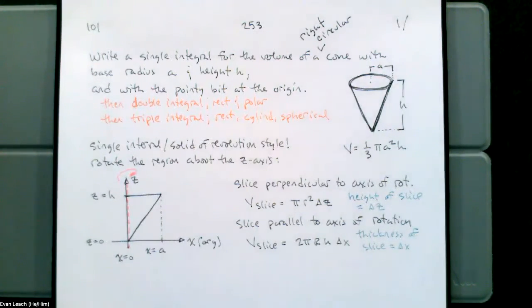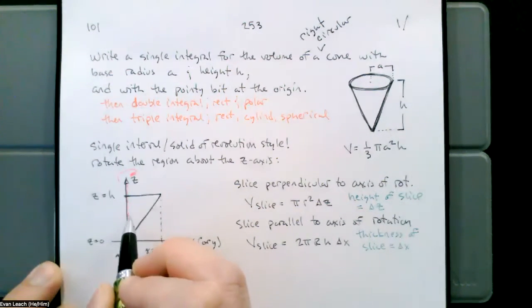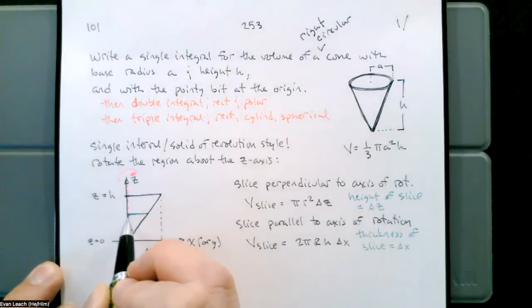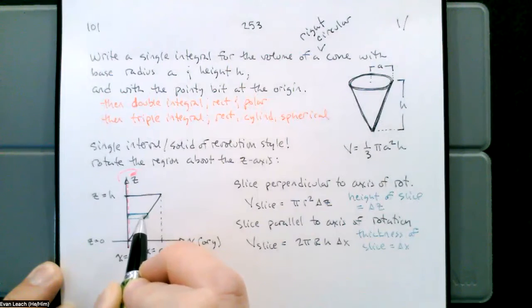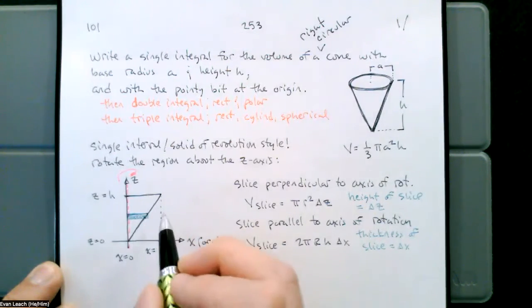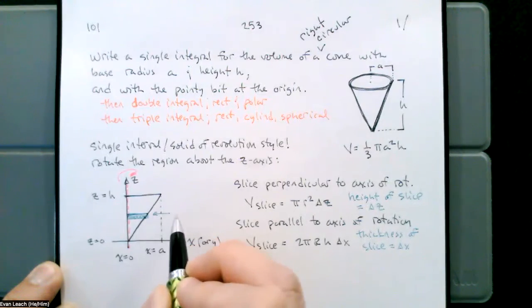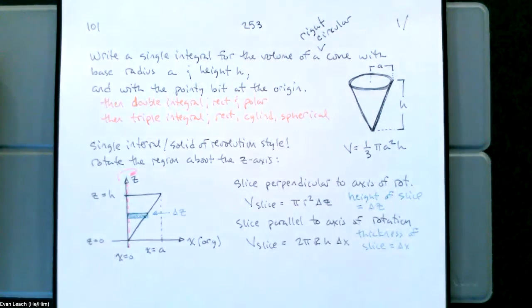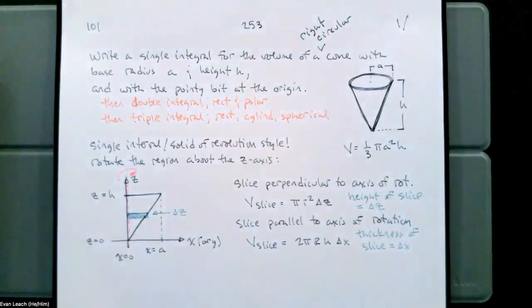So I'm going to start off by slicing perpendicular to the axis of rotation. So I'm going to go to my region and I'm going to draw where the slice shows up. I'm going to think about this cone as a stack of cylinders. And since my slice is going to be perpendicular to the axis of rotation, that's my delta z. I'm going to make a better approximation by making my cylinders thinner, increasing the resolution on my cone.